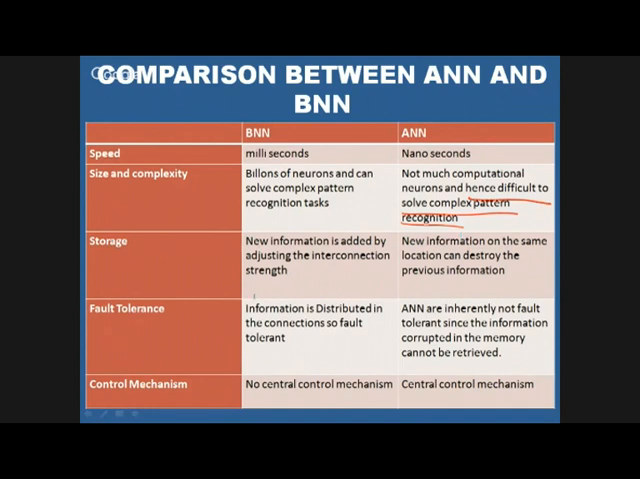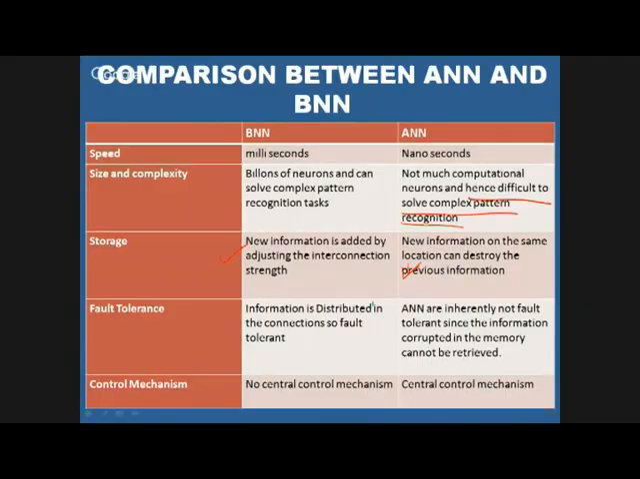Now, the next point is storage. Definitely we have memory and storage in our biological neural network. Here also we have a storage system, but there is some difference. In biological neurons, the previous information is not wasted. We keep the previous information, and we can add or stimulate many new pieces of information. By this, we do not forget the previous information or what we did in our childhood. We remember that also. But in case of ANN, it is not possible. Whenever you get new information, the previous information will be lost.